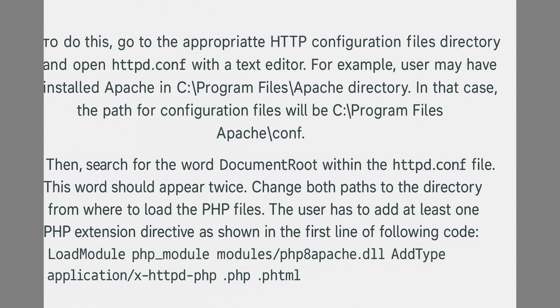After that, you need to add the PHP module to Apache so it can interpret PHP scripts correctly. To do this, include the following line in your httpd.conf file: LoadModule php_module modules/php8apache.dll. Next, add this line to define PHP file types: AddType application/x-httpd-php .php .phtml. These two directives tell Apache how to handle PHP files and which module to use when processing them. Once these changes are made, save the file and close it.